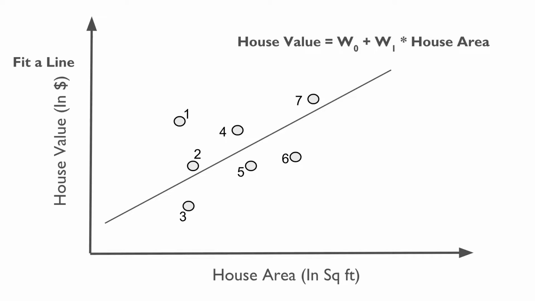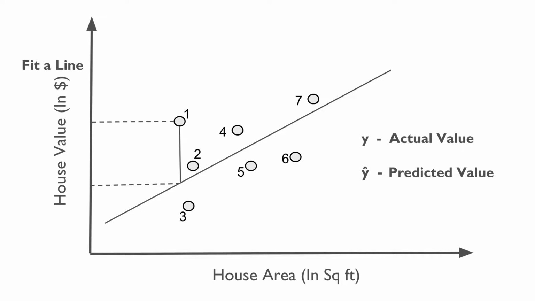The algorithm calculates weights W0 and W1 using the training set to come up with the equation of the line. The house value equals W0 plus W1 multiplied by the house area. Here, W1 is the slope of the line and W0 is the y-intercept of the line. But this line may not be the best line to predict the house value for a given house area.